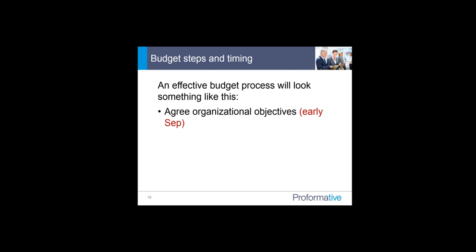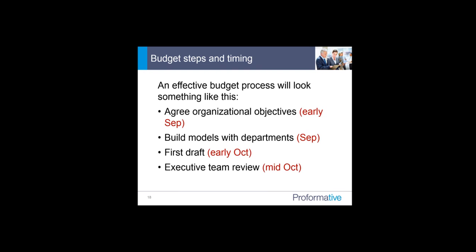At some point, the executive team are going to sit down and work out what our organizational objectives are, what we aim to do in the following year, and I'm assuming here that this is a calendar year budget. So let's say they do that in early September. The finance team are going to build the models with the departments in September, and then we're going to pull together a first draft in October, which the executive team are then going to sit down and review in the middle of October.